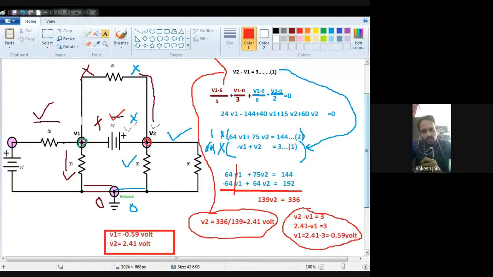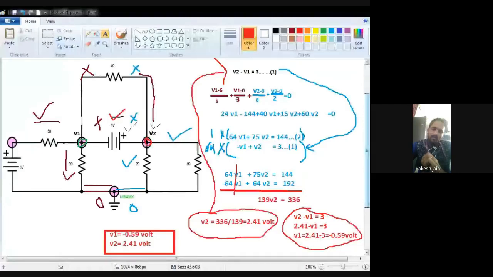Where is the plus sign of this battery? Towards V2. So I write V2 first, then V1. V2 with positive sign and V1 with negative. So V2 minus V1 is equal to 3, or we can say minus V1 plus V2 is equal to 3. Now to write down the second equation, which should be the supernode equation.